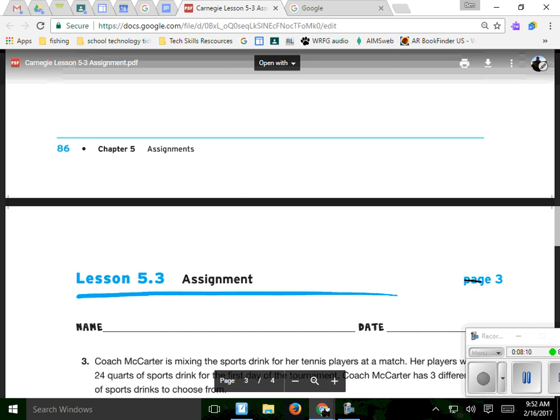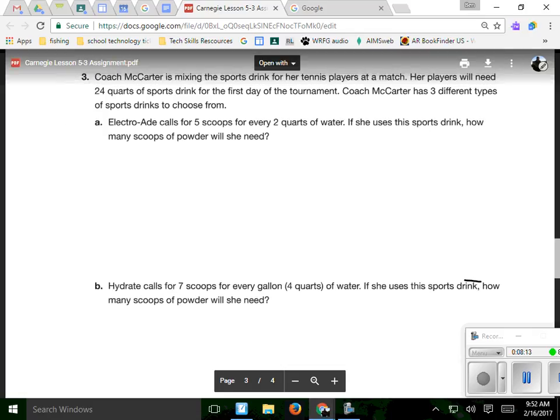The last part of this worksheet: Coach McCarter is mixing sports drink for her tennis players at the match. The players are going to need 24 quarts of sports drink for the first day of the tournament. She's got 3 different types of sports drinks to choose from. It says Electro-Aid calls for 5 scoops for 2 quarts of water. 5 scoops, 2 quarts. So we're going scoops to quarts.